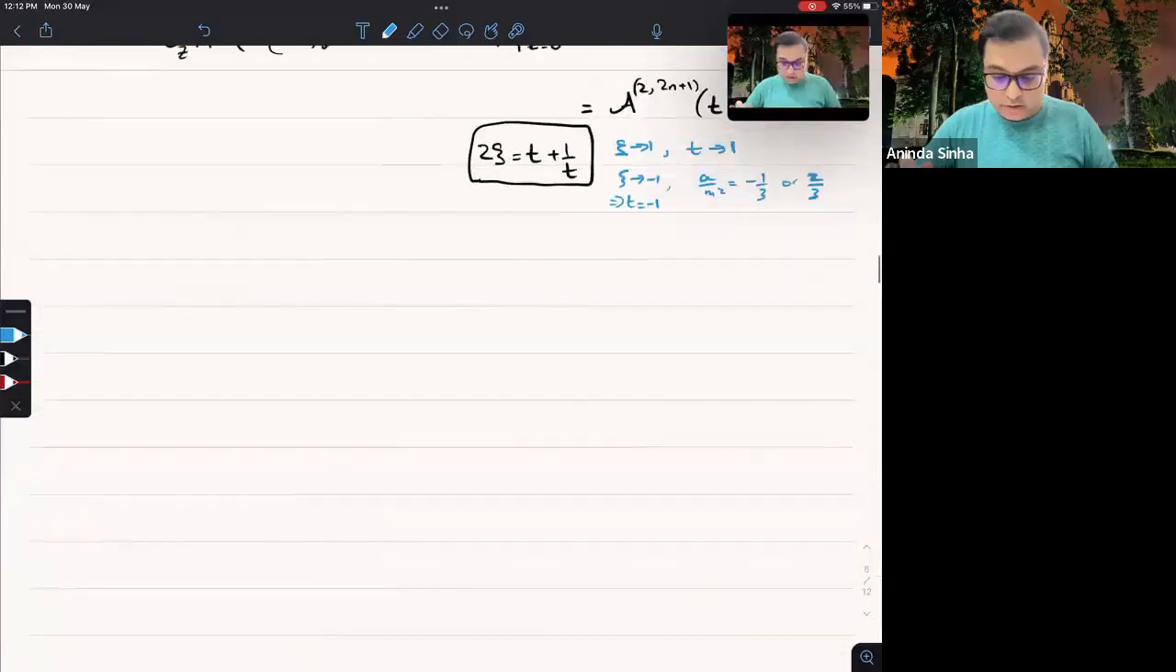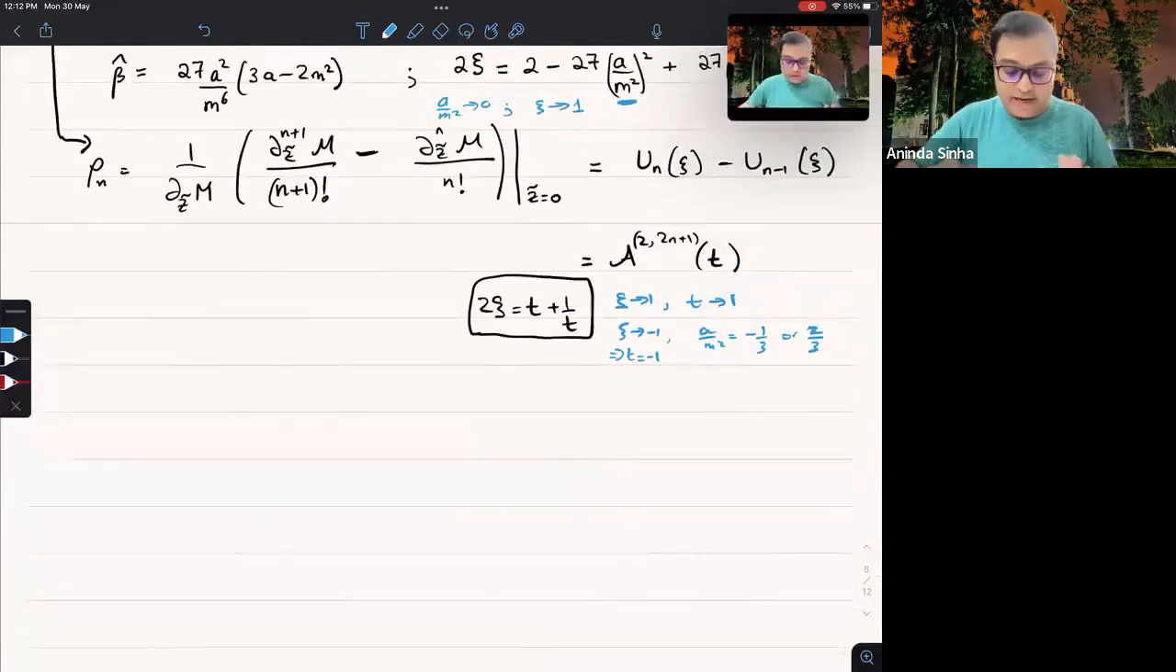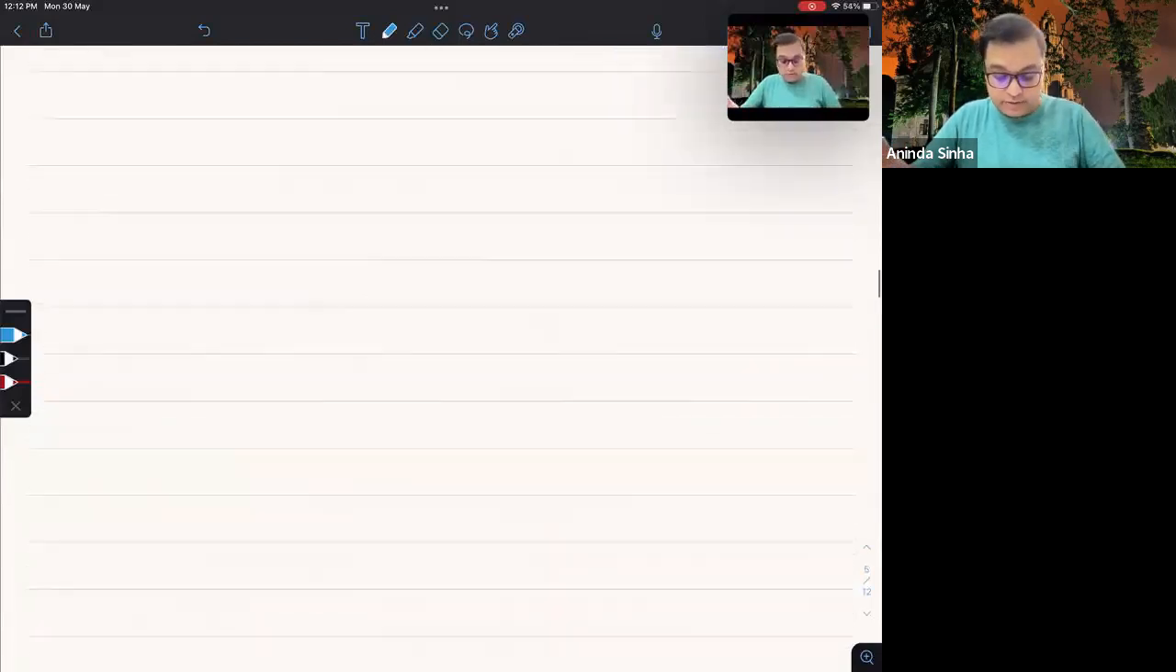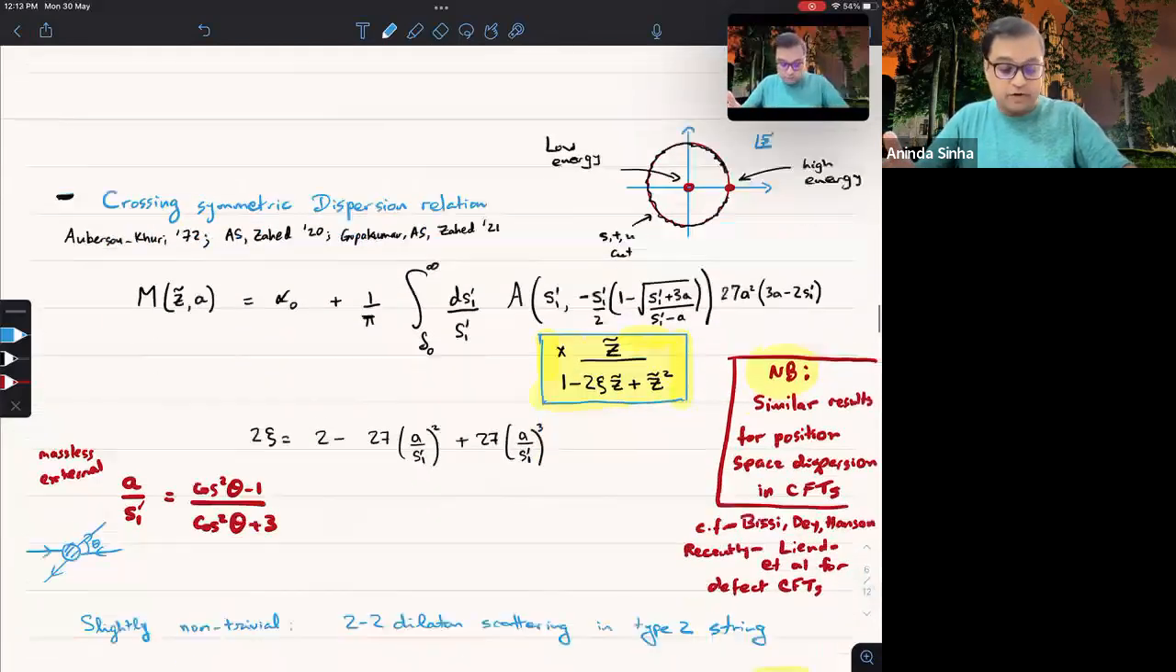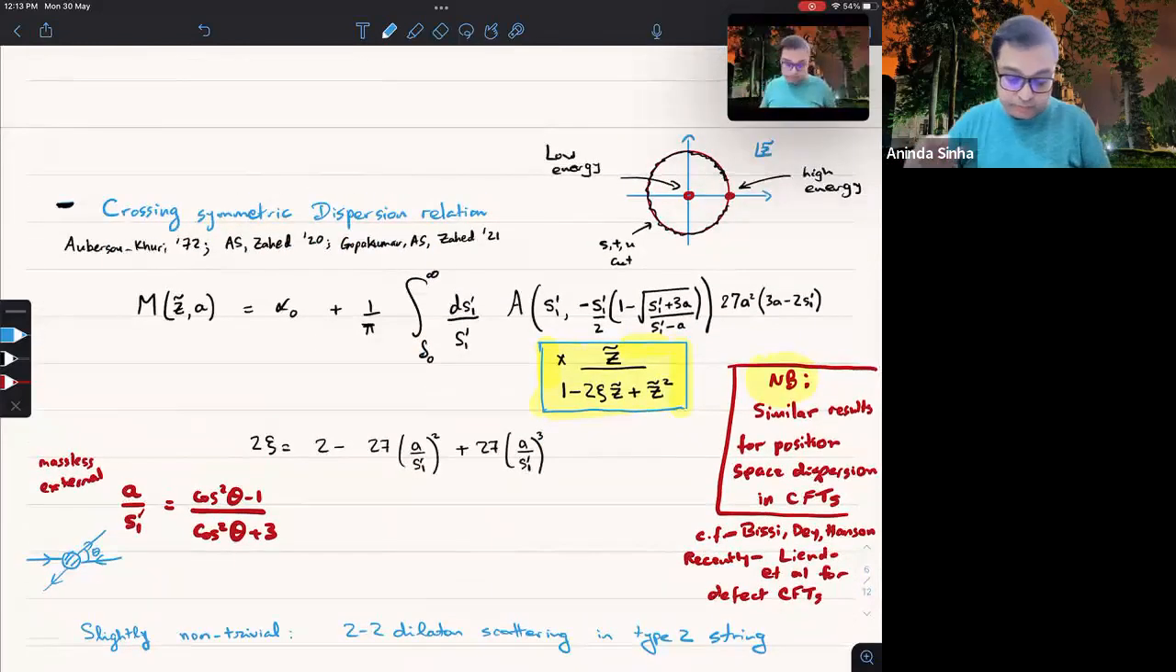Okay. So the story so far is that I can take a particular combination of the derivatives of the amplitude and I can get the Alexander polynomial. And now, what do I do with it? This is where the crossing symmetric dispersion relation is going to play a role. I cannot derive the crossing symmetric dispersion relation for you because that will take another 3 hours. But I can tell you the background of the crossing symmetric dispersion relation.